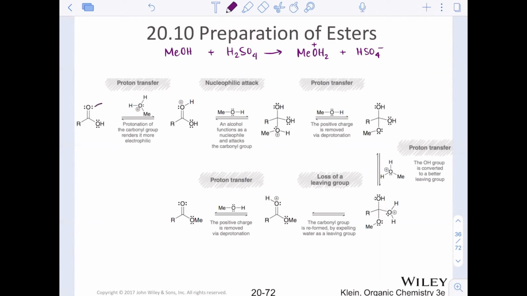All right, so protonate the oxygen of the carbonyl, similar to what we had done before in the previous chapter. What does this do? It makes the carbon of the electrophile more electrophilic. Now our weak nucleophile here, methanol, can come in and attack that carbon, kicking up a lone pair. That creates, again, a new carbon-oxygen bond and the tetrahedral intermediate. Now, a second equivalent of methanol will come in and deprotonate that nucleophile so that it is neutral.